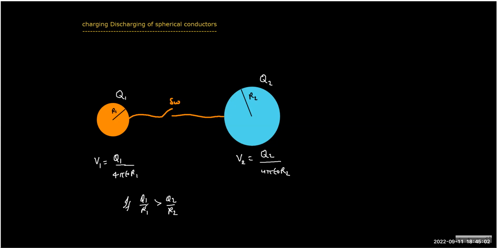So when will charge flow? Only when there is a difference, isn't it? So what difference will allow the charge to flow? It is the potential difference. So what we need to remember is that it is the potential difference that will result in flow of charge. And if potentials are equal, then there is no flow of charge. Is this clear? Yes.